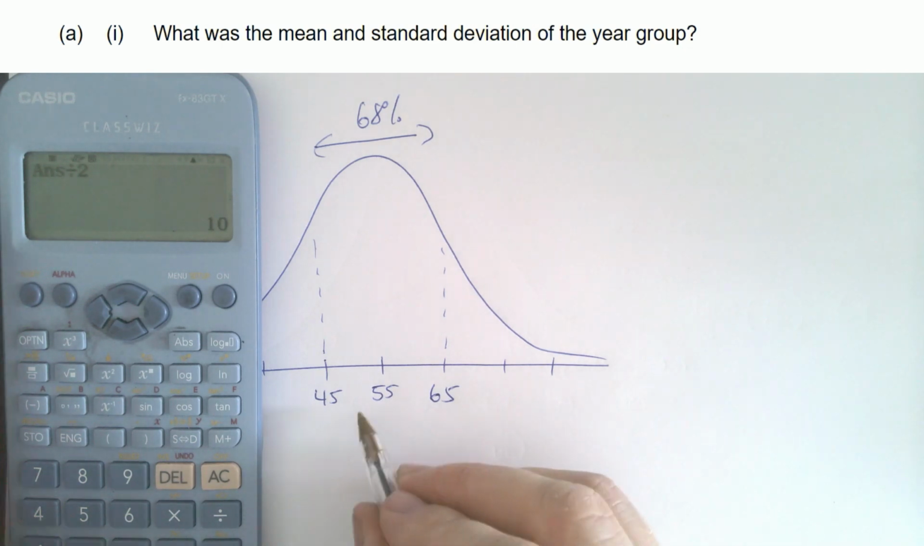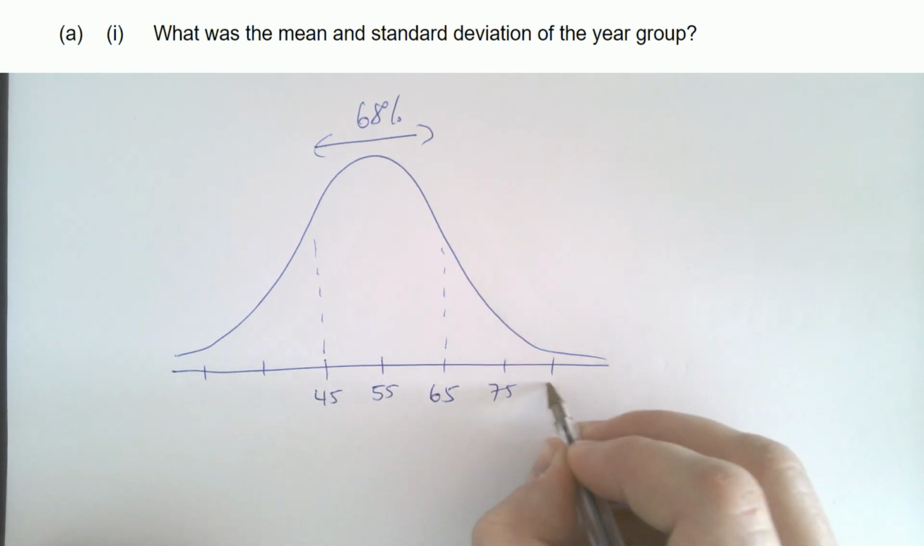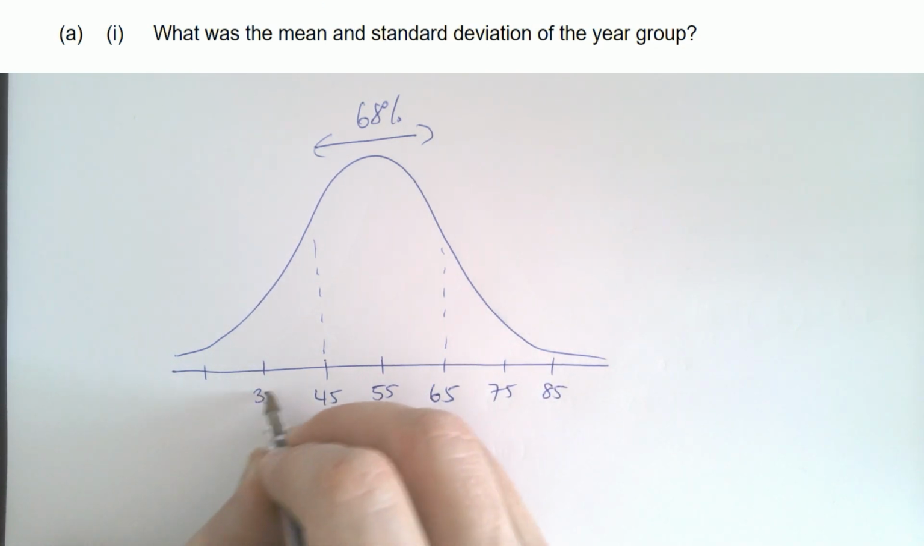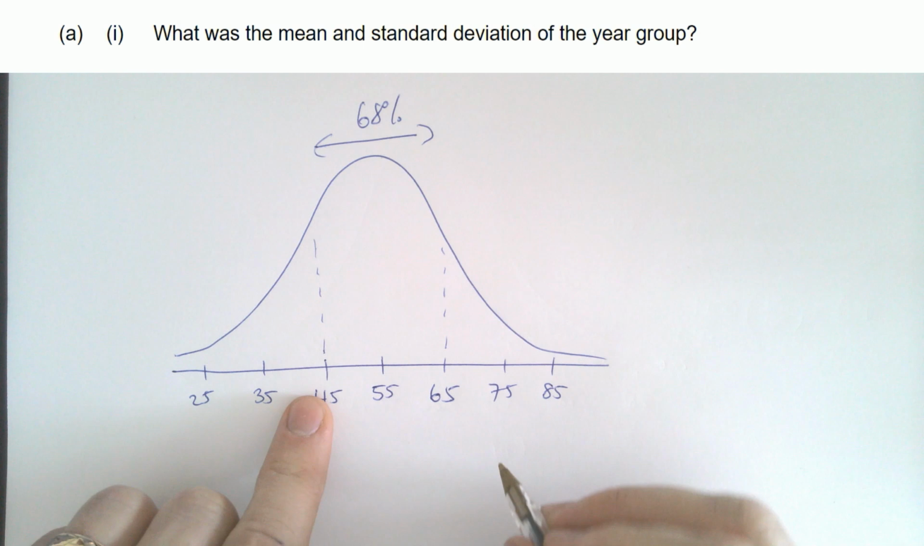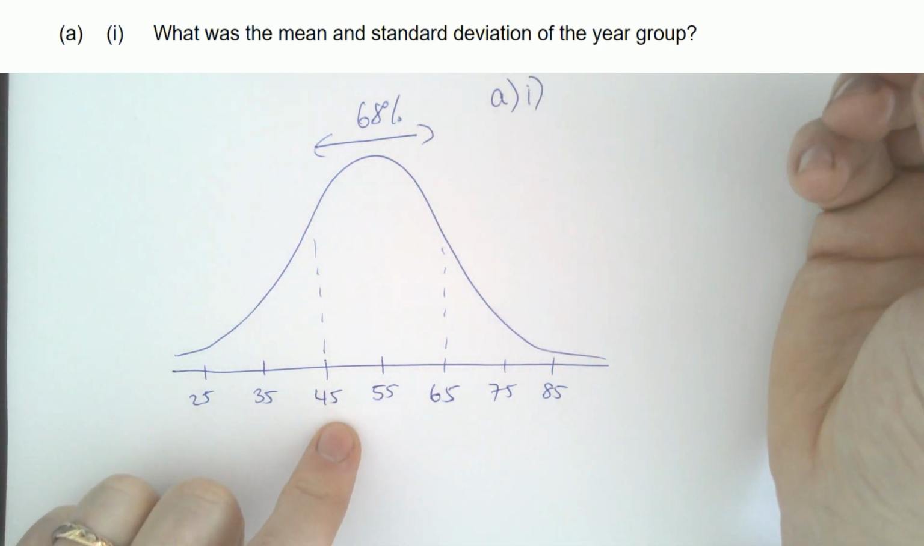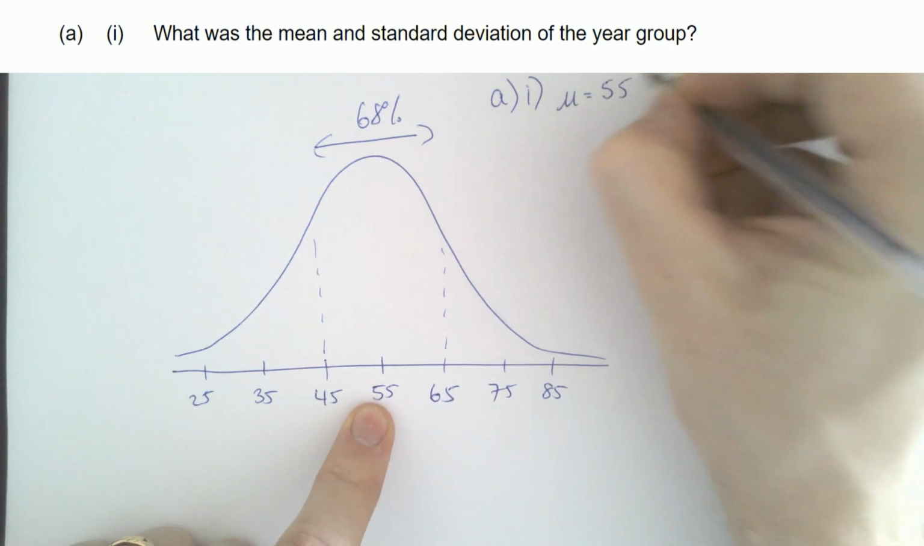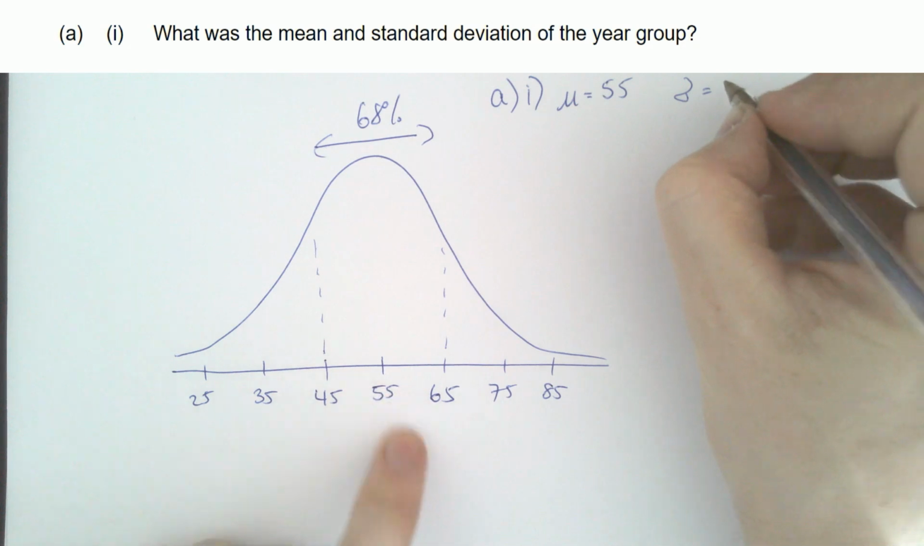Now, once you've done that, you have your mean. And you know the difference is 10 each time. So you can finish off this little question here, going back and marking in all the different scores. Part A just asked what was the mean and standard deviation. So the mean here was the middle number, 55. And the standard deviation is how much they differ by, 10.